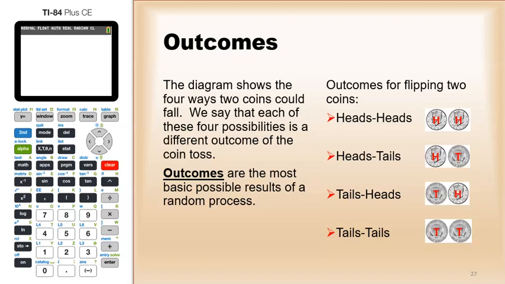Now, this diagram you see here on the right shows 4 ways that 2 coins could fall. You can see that it could be that both coins are heads, so heads, heads. Maybe the first coin is heads and the second coin is tails. Maybe the first coin is tails and the second coin is heads. Or maybe they're both tails. Now in this case, we're going to assume that heads, tails, and tails, heads are considered to be different possibilities, different outcomes. And by that I mean outcomes are the most basic possible results of a random process.